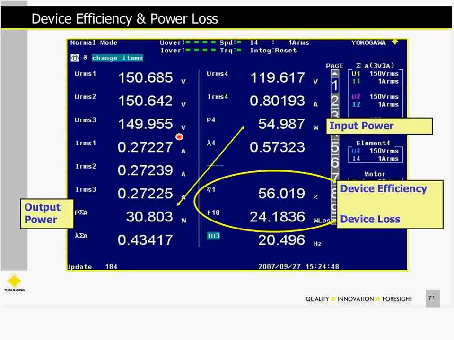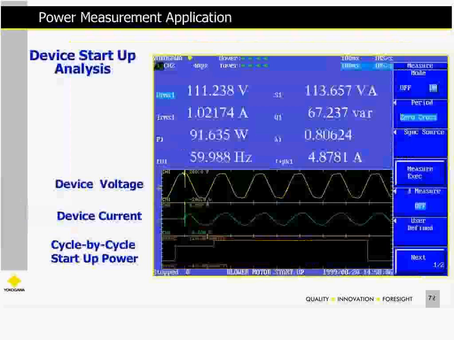But those are things you can do in the power analyzers with your measurements on efficiency. Now, this was shown on a drive. The efficiency could be done on a similar type of unit under test.